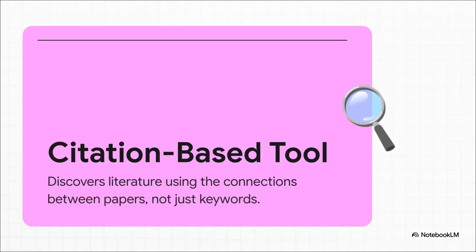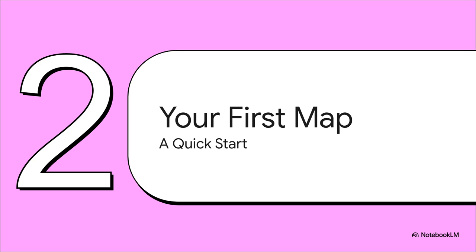So how in the world does it actually work? Well, unlike your typical database that just relies on keywords you type in, ResearchRabbit is a citation-based tool. It taps into the web of connections that researchers have already made. It looks at who is citing whom, creating this massive, interconnected network of knowledge. It's pretty brilliant.